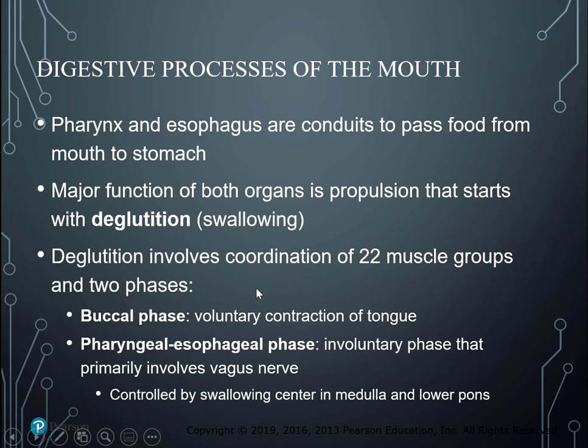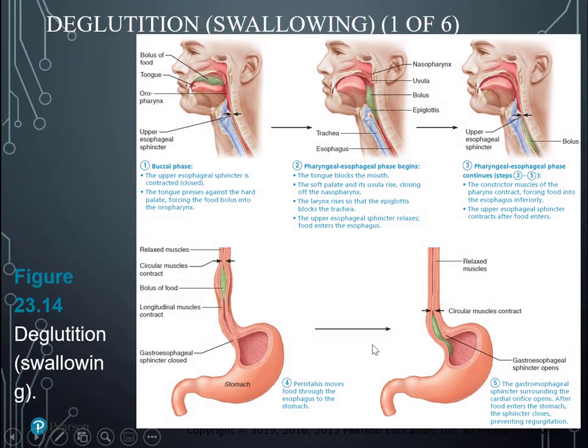And the two phases will be the buccal phase, which is voluntary contraction of the tongue, and then the pharyngeal-esophageal phase, which is the involuntary phase that primarily involves the vagus nerve. It is actually controlled by the swallowing center in the medulla and the lower pons. And here you could see the steps in the deglutition, or swallowing.